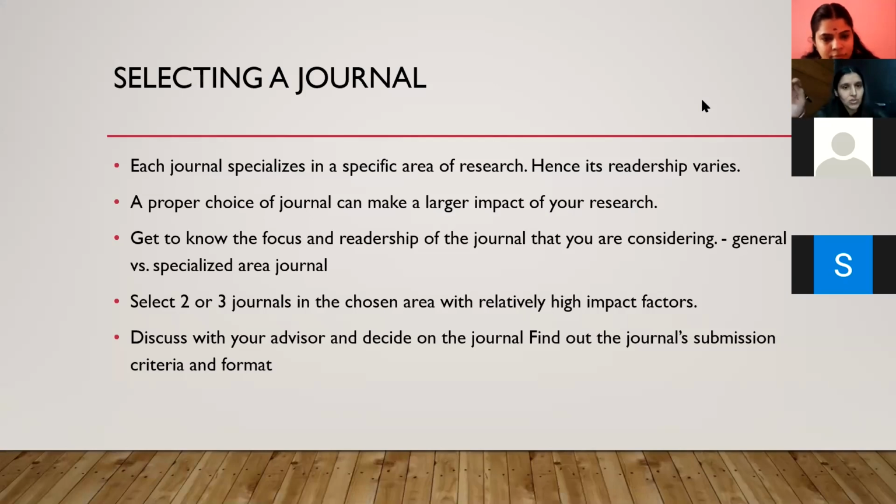I'll take you to Google Scholar and I'll let you know. Selecting a journal: if I am writing a paper on sustainability, the journals are Journal of Business Ethics, Journal of Sustainability, Business and Society. These are the journals.